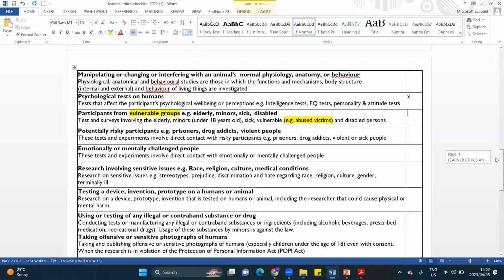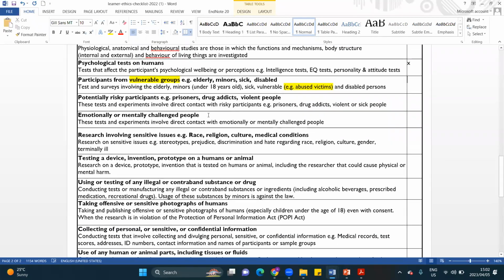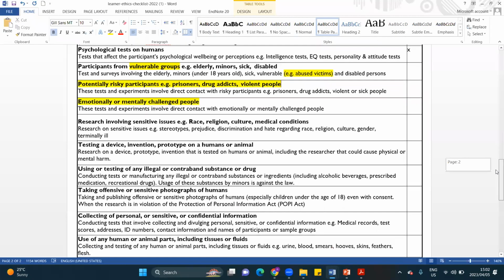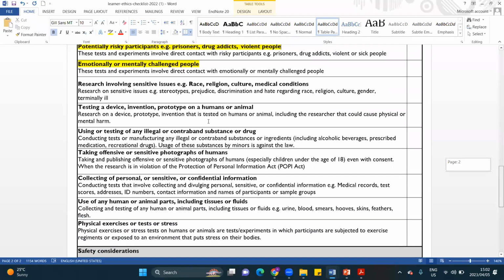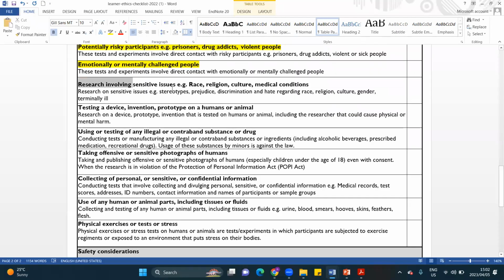And there's another one here, emotionally challenged, so be careful with that one. There's one more here, potentially risky. We spoke about the prisoners. Yes, I was right, Nico. Prisoners are indicated, drug addiction, violent people. So the learner cannot do a study that's going to put themselves at risk. Be also very careful with research involving sensitive issues: race, religion, culture and things like that. Just steer away from these types of projects.